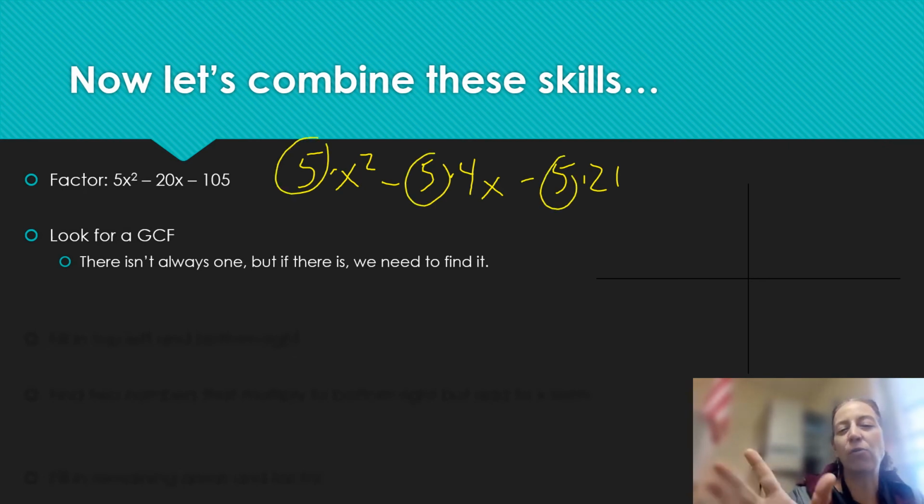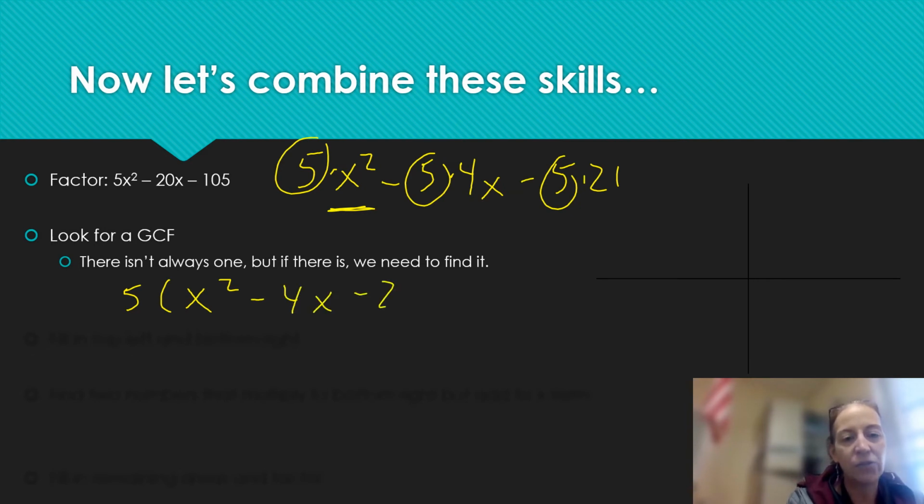And remember, you might wonder, should it be a 5 or a negative 5? You want to keep that x squared positive. So I'm going to just take out the 5. Generally you're safe if you just take out whatever's multiplying the x squared. So that's going to give us 5, and then we're going to be left with x squared minus 4x minus 21. And 21 is a lot less scary than 105. Way less scary than 105.